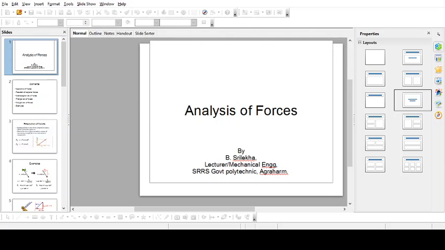So the example is this. Here A and B are the two forces, the horizontal and vertical forces. You can see the direction is towards the right-hand side and upwards. So actually the closing side would be downwards, but since the resultant has to be in the opposite direction, we are showing it in the upward direction.